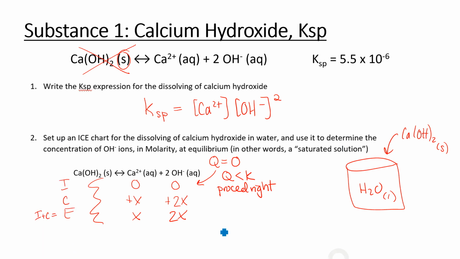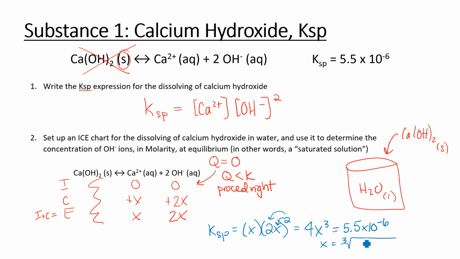I'm going to use a different color here instead of the red. Okay. So if I go back to my K expression, calcium is x. OH is 2x. I'm going to square it. Make sure to remember to distribute that square there. So this becomes 4x squared times x. So that is 4x cubed equals 5.5 times 10 to the negative 6, because in this case we're given the K value. So x equals the cube root of 5.5 times 10 to the negative 6 divided by 4.